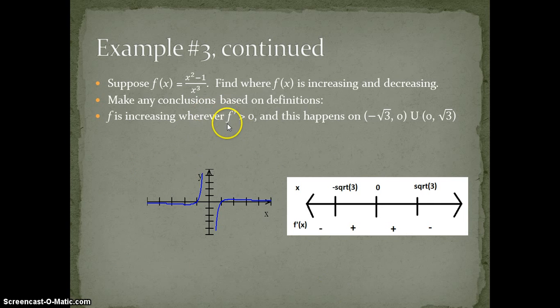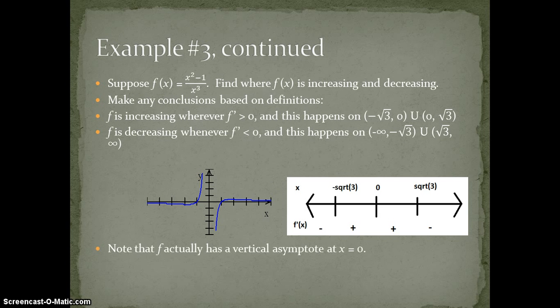F is increasing wherever f prime is bigger than 0. As we just saw, based on our sign test, that happens on the interval negative root 3 to 0 and 0 to root 3. F is decreasing whenever f prime is less than 0, which happens from negative infinity to negative root 3 and from root 3 to infinity. And note what was really going on at x equals 0. If we remember our original, we would note that f has a vertical asymptote at x equals 0.